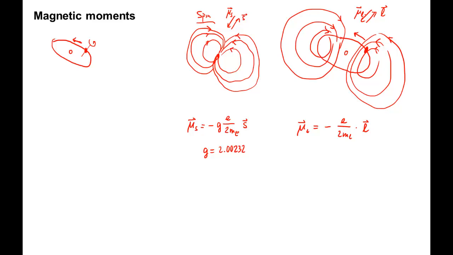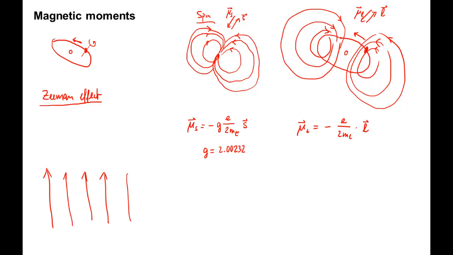There are several consequences of these magnetic properties of the electron. One of them is that the energy levels of the atom are shifted in a magnetic field. This is called the Zeeman Effect. Suppose we have a magnetic field along the z-axis. Any magnetic moment in this magnetic field has an energy that depends on its orientation relative to the field. Just think about a compass needle, which is a magnetic moment in the magnetic field of the Earth.